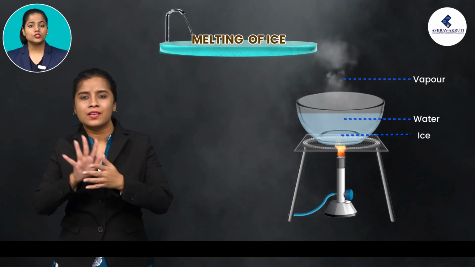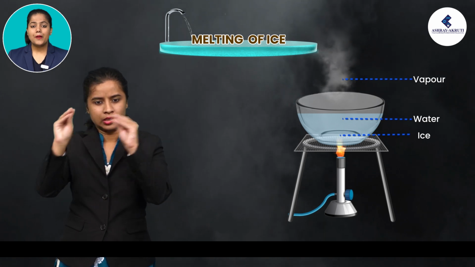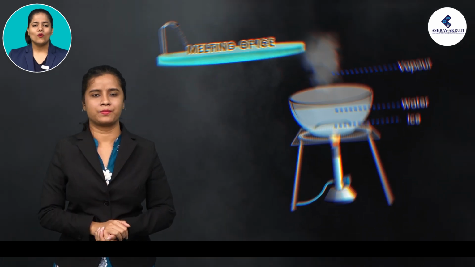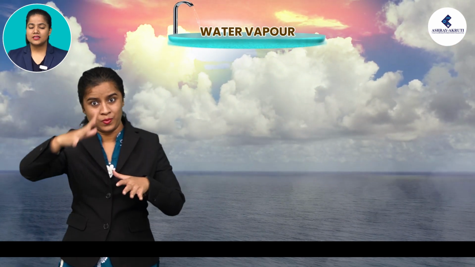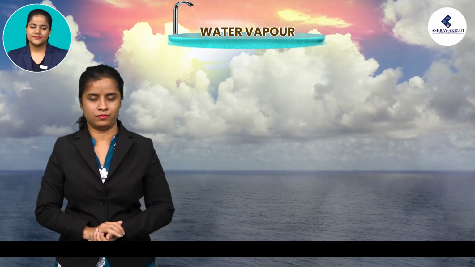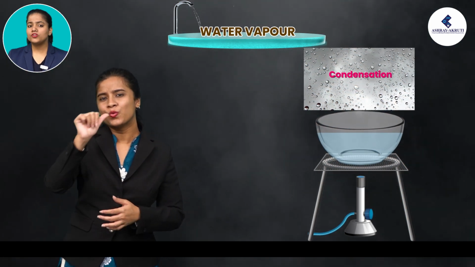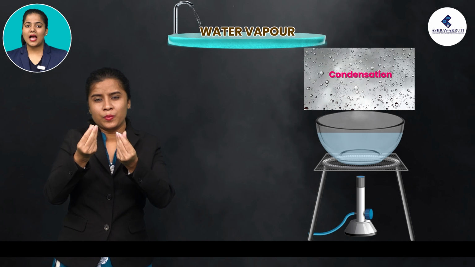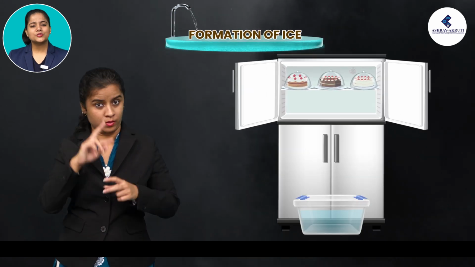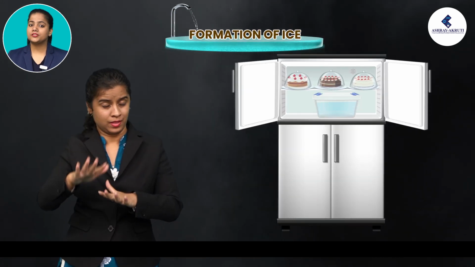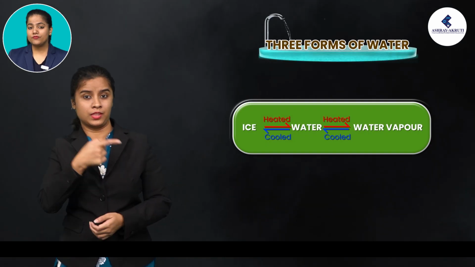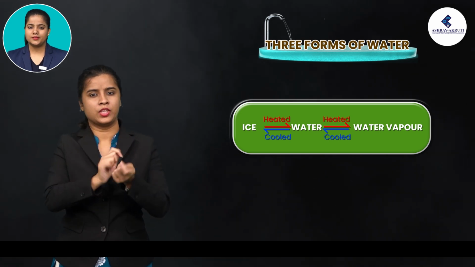The gaseous form of water is water vapour, present in the air around us. Water in oceans and seas heats up and forms water vapour. Similarly, when water vapour cools, it condenses back into liquid water. If water is cooled even further, it will be turned into ice. So, these three forms of water are interchangeable.